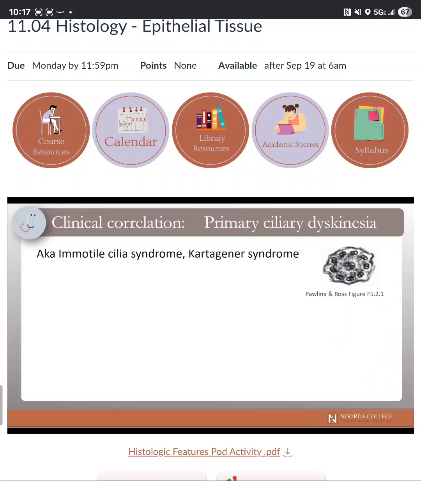So why do we need to know about cilia and the different types? One clinical correlation is primary ciliary dyskinesia. It's also known as immotile cilia syndrome or Kartagener syndrome. In this condition, you actually have lack of dynein arms. And so you have your microtubular structure, 9+2, but you see that they're lacking these little finger-like dynein arms at the side of each microtubule.